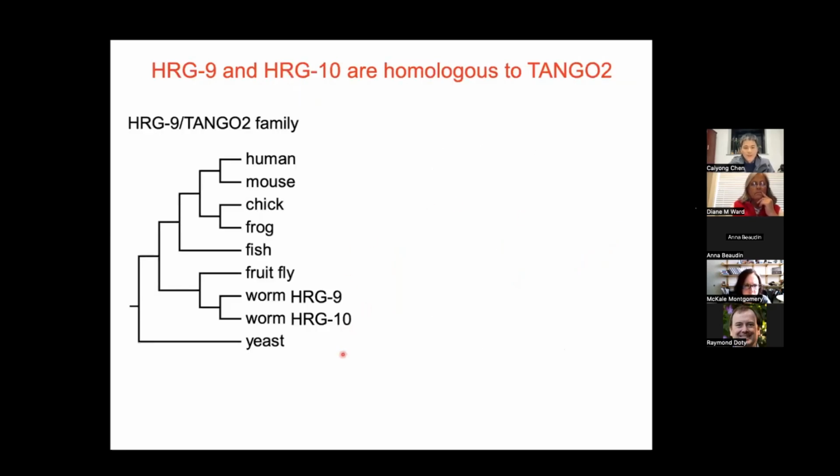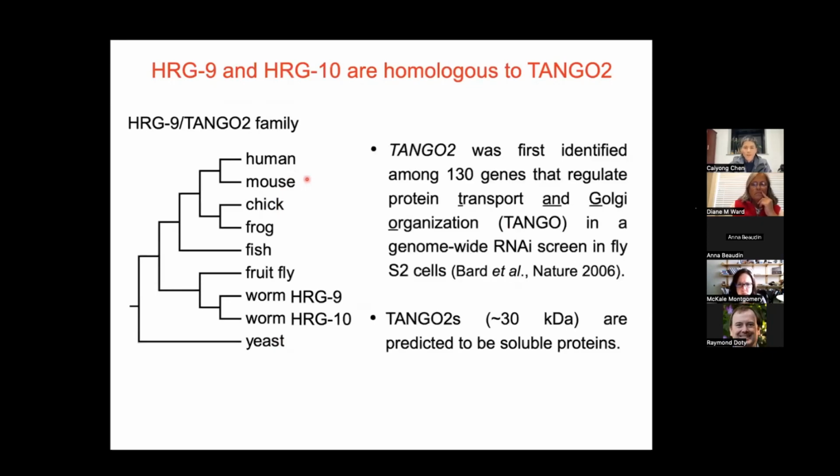HLG9 has a homolog in almost all eukaryotes, ranging from yeast to mammals. And this homolog has been previously named Tango2. Tango2 was first identified as one of the genes that regulate protein transport and Golgi organization in a genome-wide RNAi screen in fly S2 cells.